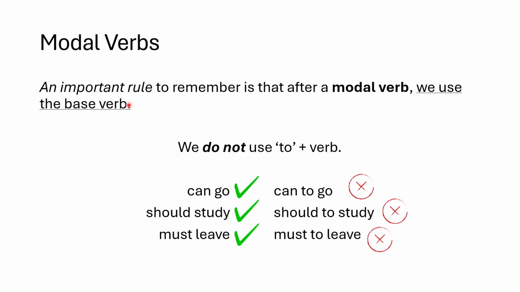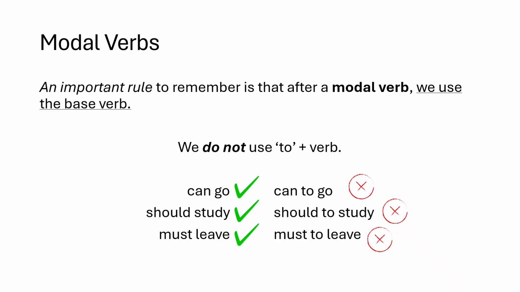An important rule to remember is that after a modal verb, we use the base verb. We do not use to plus the verb. Can go, should study, must leave. These are correct. Can to go is incorrect. Should to study is incorrect. Must to leave is incorrect.